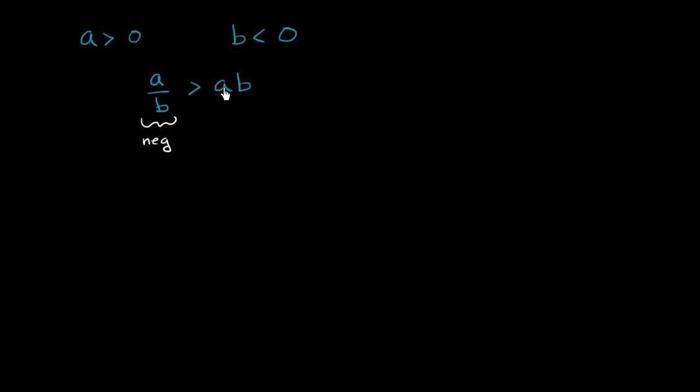What happens if I take a positive times a negative? Well, ab is also going to be a negative. So really what we're saying is that we have two negative quantities, and a over b is greater than a times b. Let's visualize that on a number line. Let's say this right over here is 0, this is the positive direction, and this is the negative direction. We know both of these are negative, but a over b is larger, so a over b is going to be to the right of a times b.